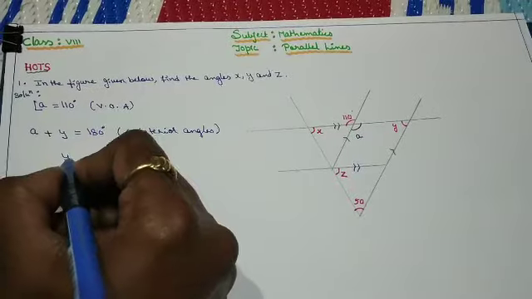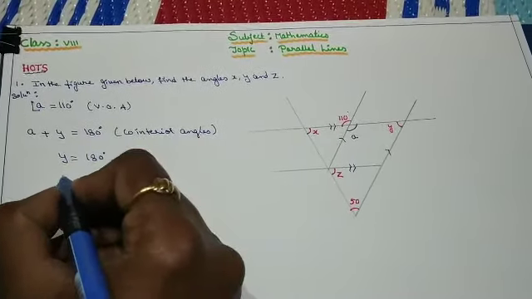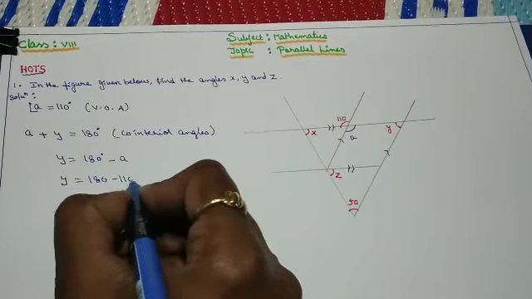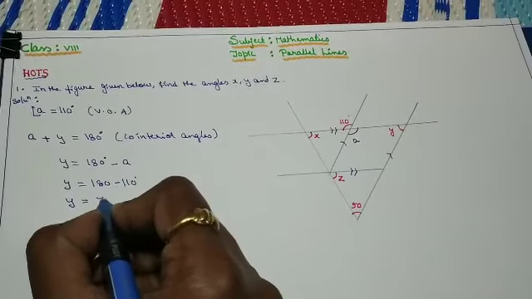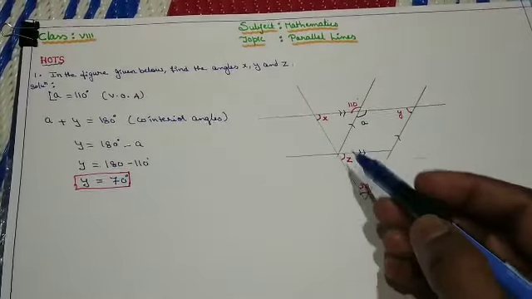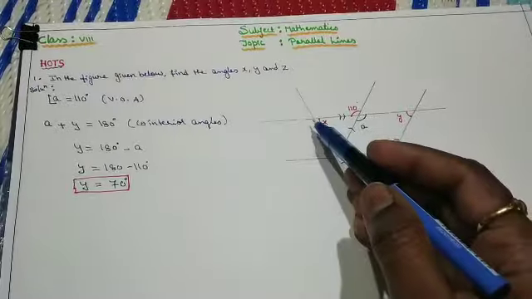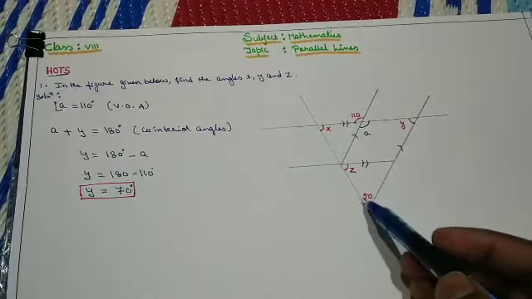Then y equal to 180 minus A. Then y equal to 180 minus 110. Then y equal to 70 degree. Yes. Now how to find the value of x and z? Yes, this x, y and 50 degree lie within the triangle.